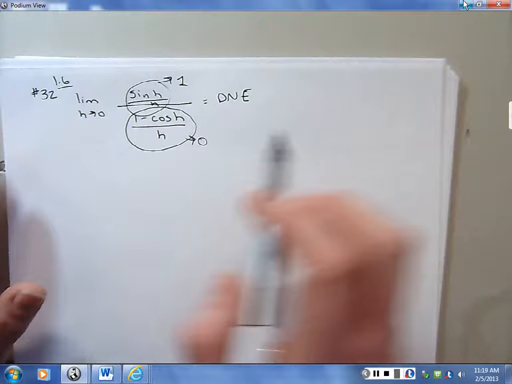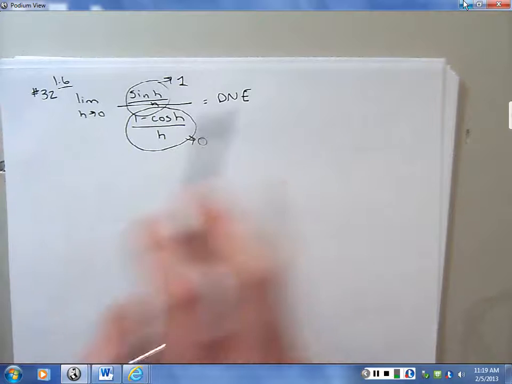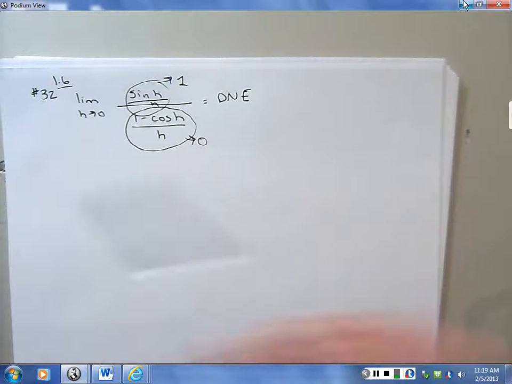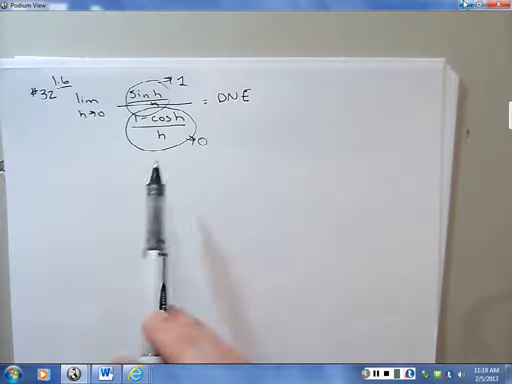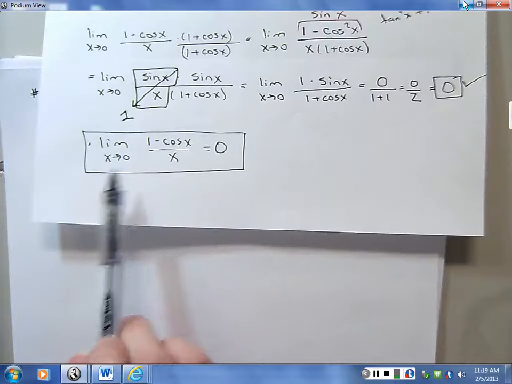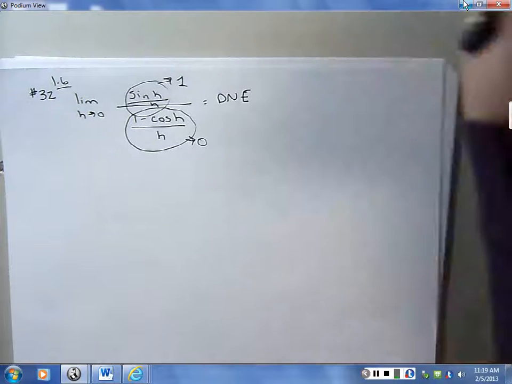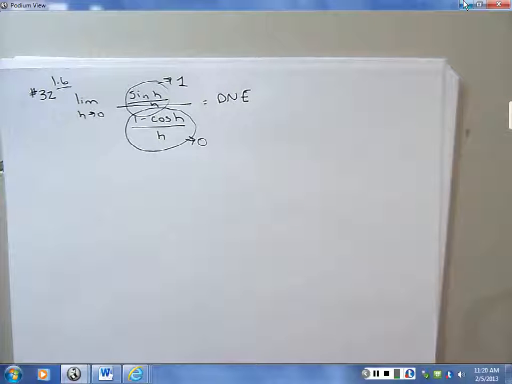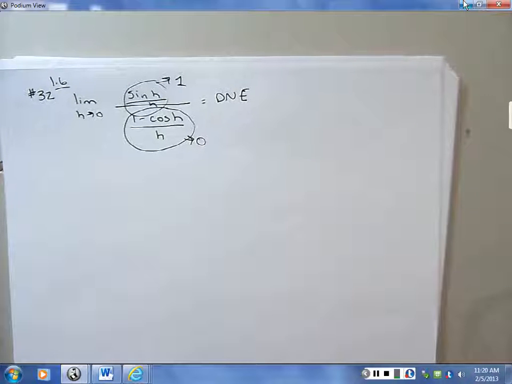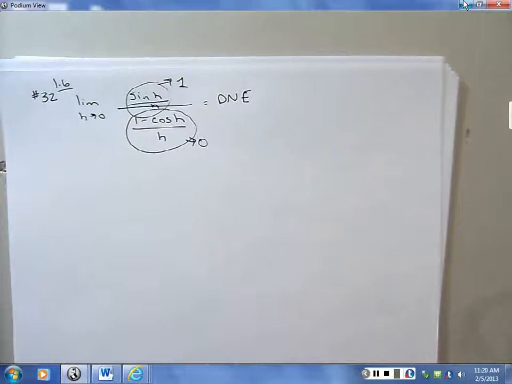So if you rationalize the numerator, you could do a lot of trig and still come to the same conclusion. Because we just showed that the limit as x goes to 0 of 1 minus cosine of x over x goes to 0. You could have something very similar.